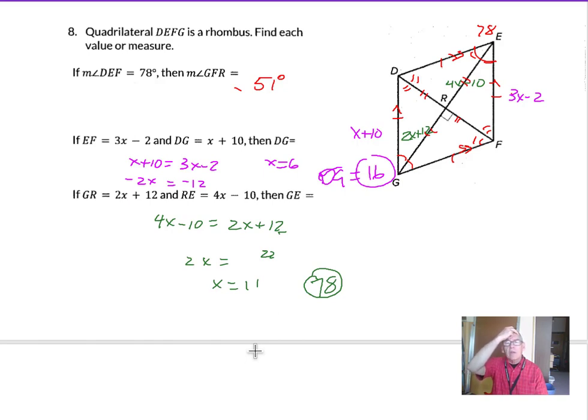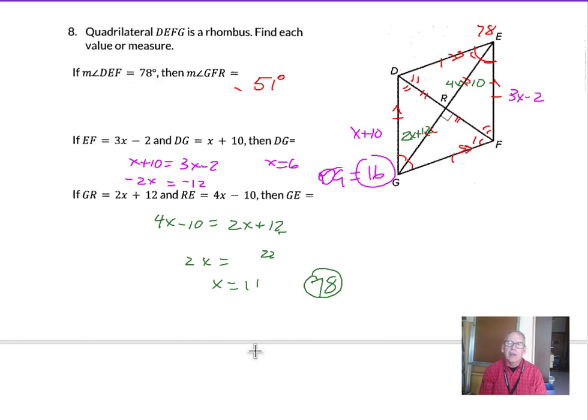See if I did that right. 2 times 11 is 22. That makes 33. And 44 take away 10 is 34. Something's a little bit messed up with some of these numbers. Let's see, 2x plus 12. Let me double check what I found out for x here. Set these equal to each other: 4x minus 10 equals 2x plus 12.